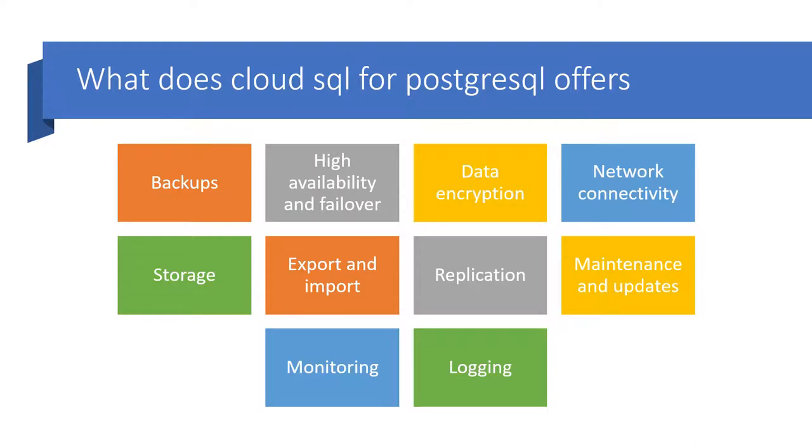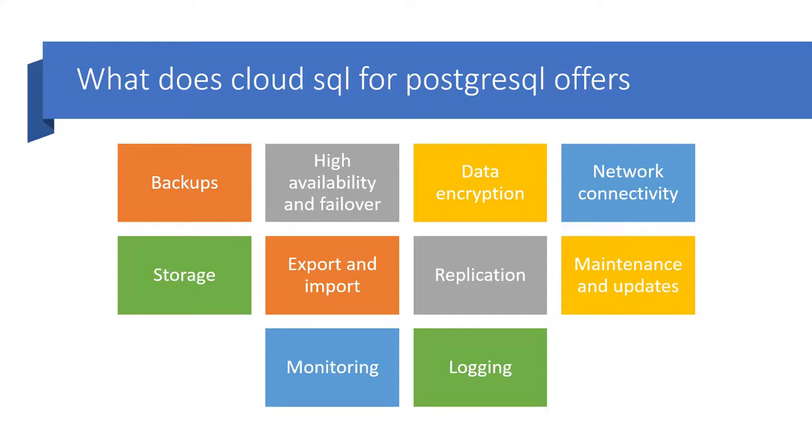You don't need to bother about high availability and failover. Let's say you want to have multiple instances running in multiple regions, and in case one of the instances in a particular region is down, you want to have availability in another region. So you have the failover capability available inbuilt. Your data will be encrypted, both data at rest and data in transit. You have network connectivity available with the high speed network which Google has. This is already proven over the years.